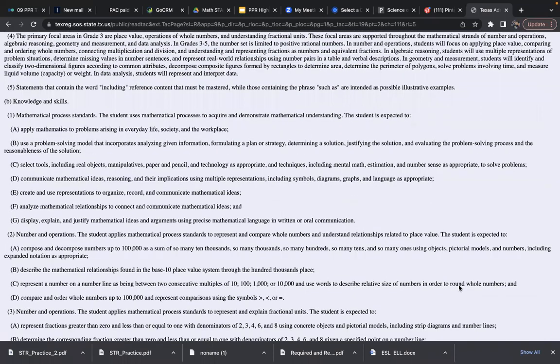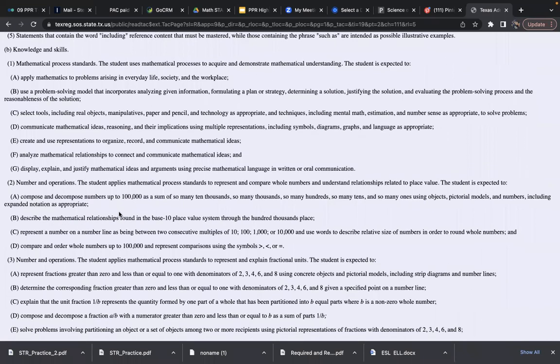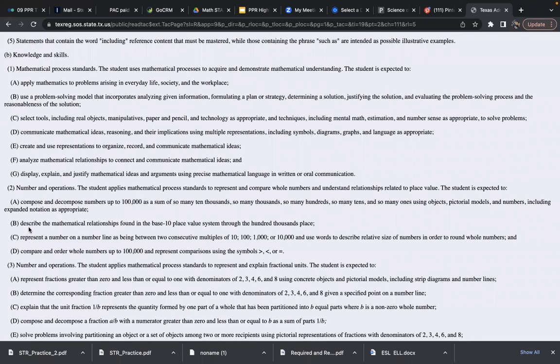When we go through each of these, you have to keep in mind that there are both knowledge concepts and particular skills that they need to have in order to achieve mastery in these TEKS. So, describe the mathematical relationships found in the base 10 place value system through the 100,000s place. Getting them to understand that means we have to illustrate the relationship best.